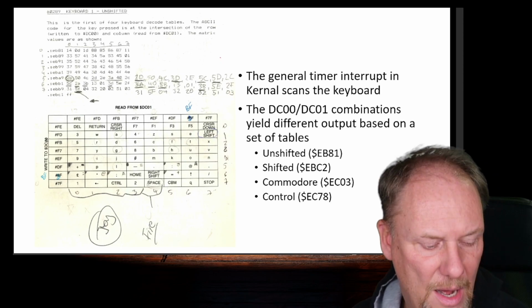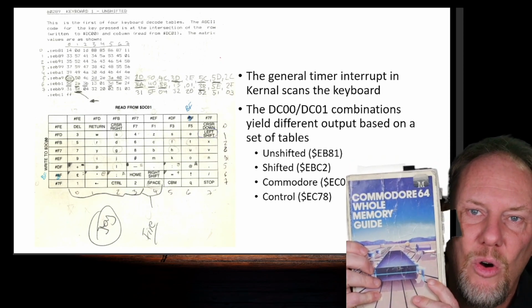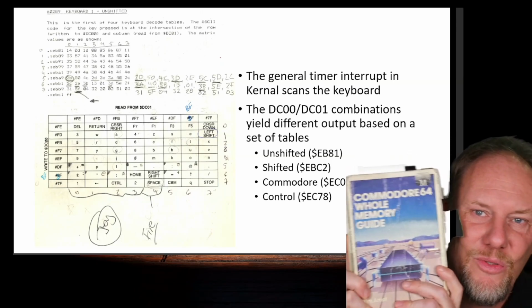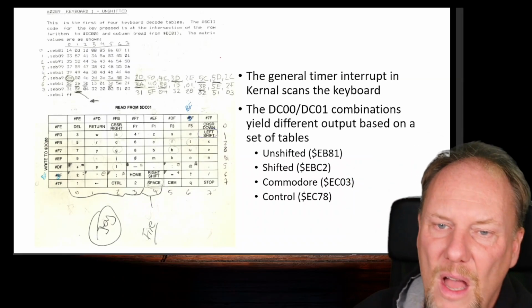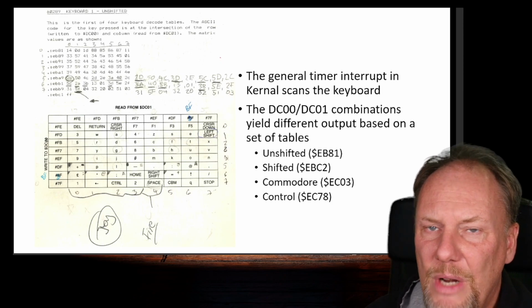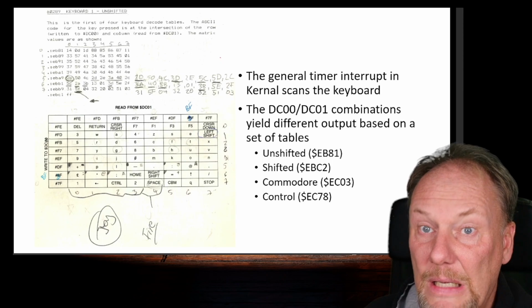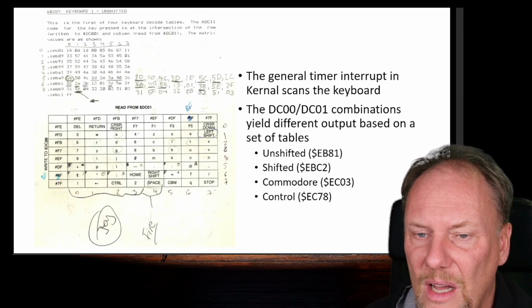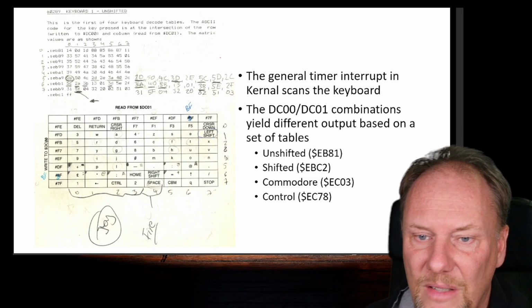I've scanned my Commodore 64 whole memory guide, the ultimate Bible, the only one you can actually trust, which is not filled with fictitious stories. So here you would have 4 different matrices. One is if you have pressed just one key, an unshifted standard key, and that table is placed in the kernel memory on EB81, so it's 64 bytes there.